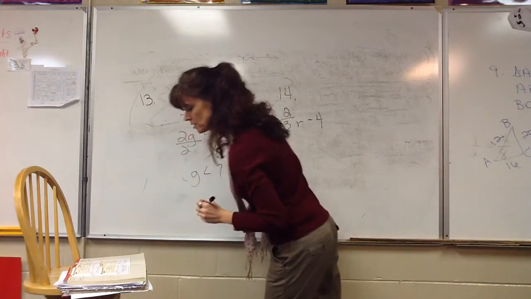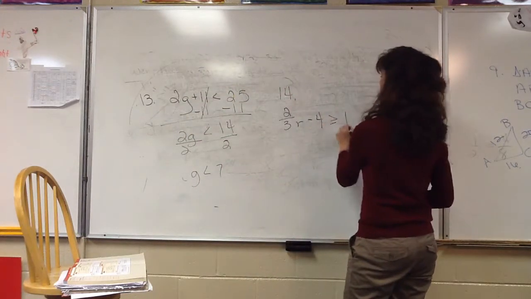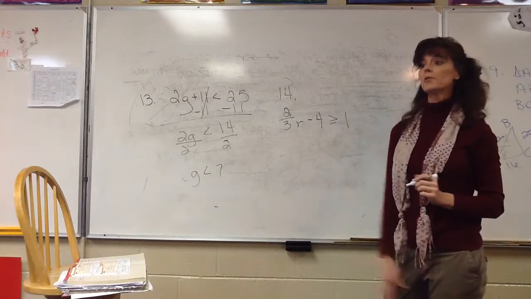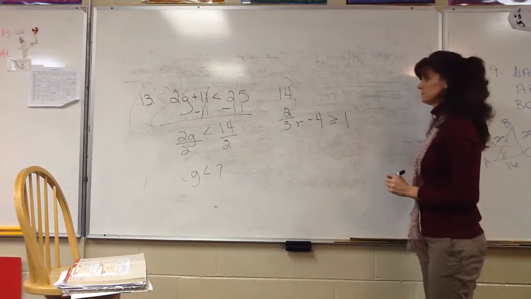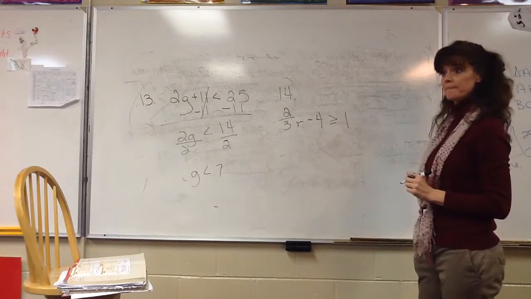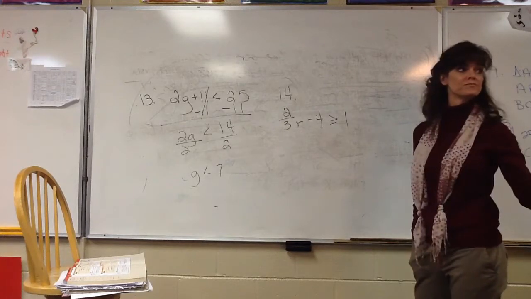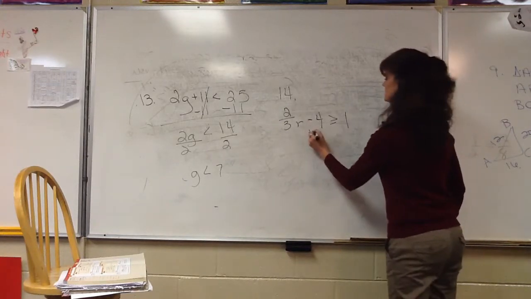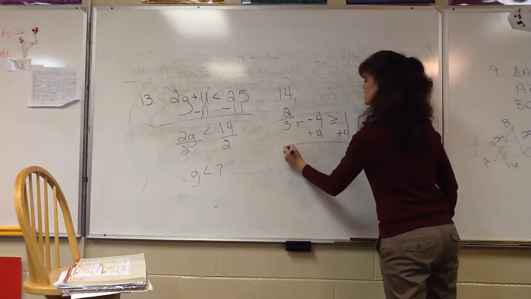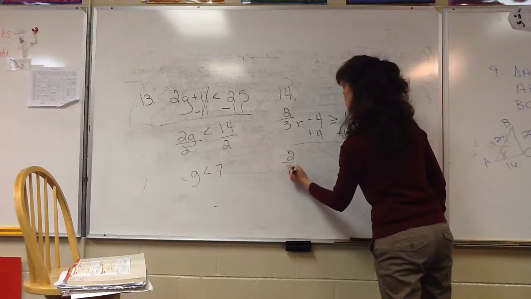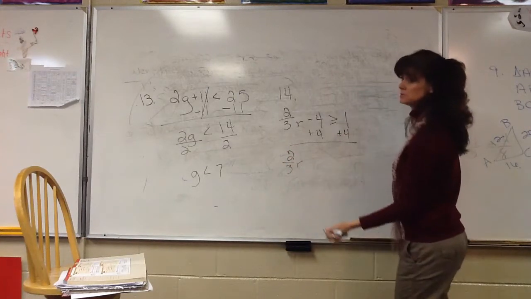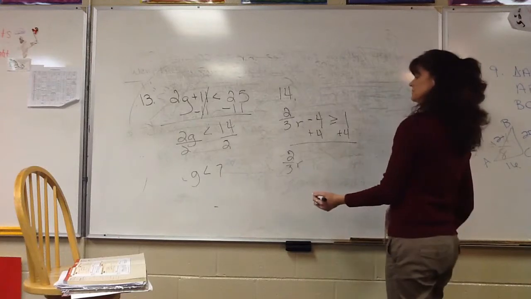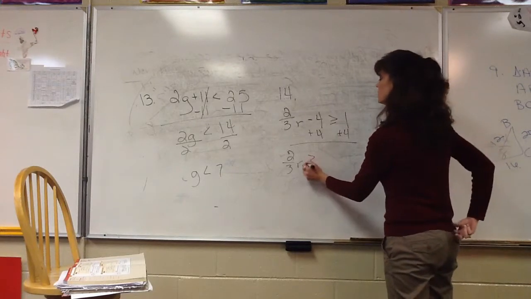is greater than or equal to 1. And Mark, take it away. Greater than or equal to 1? Okay, so first you would add 4 to both sides. Correct. So now we have 2/3 r is greater than or equal to 5.